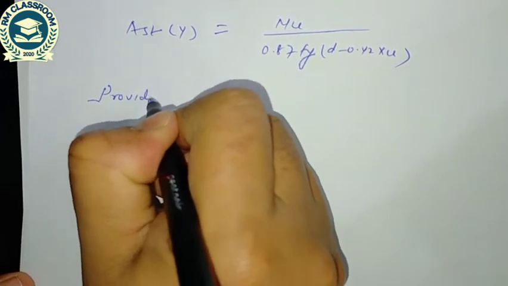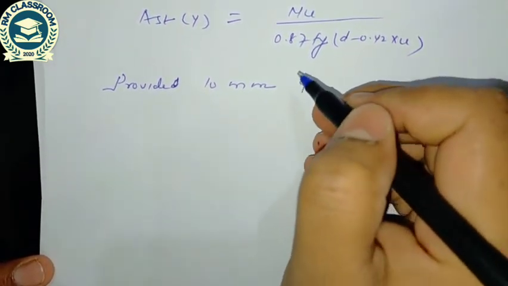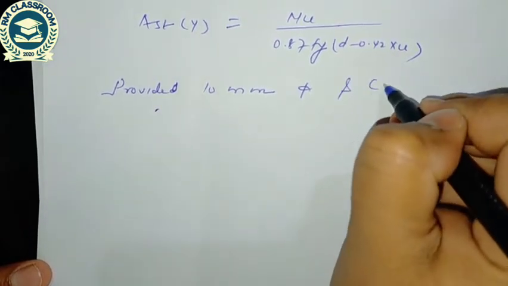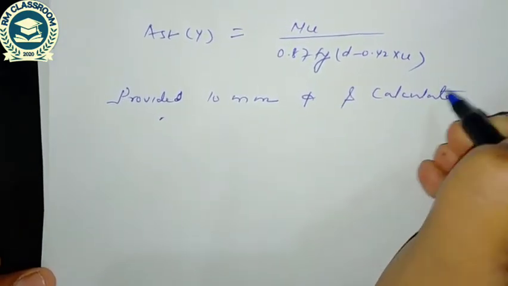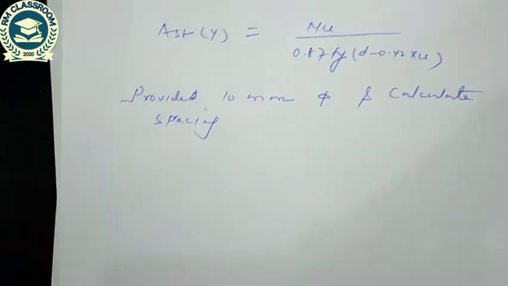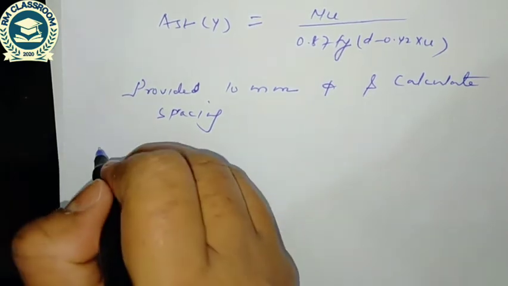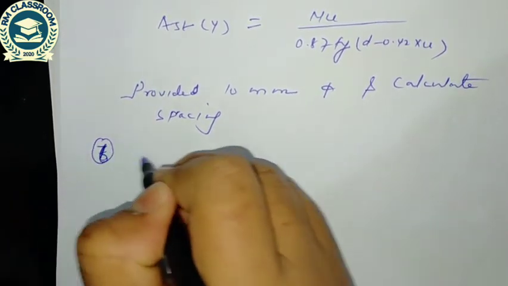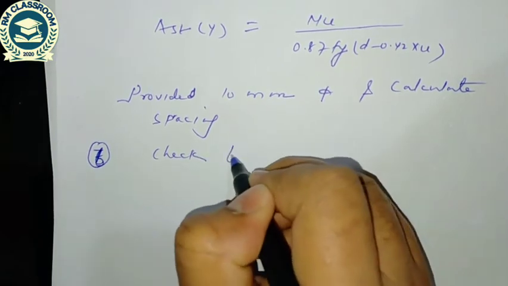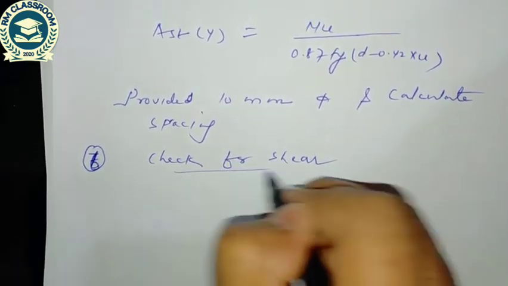Provide 10 mm bars and calculate spacing. So everything is same. I have already done some problems related to this. So I will check for shear. That is different from the previous discussion. So check for shear.